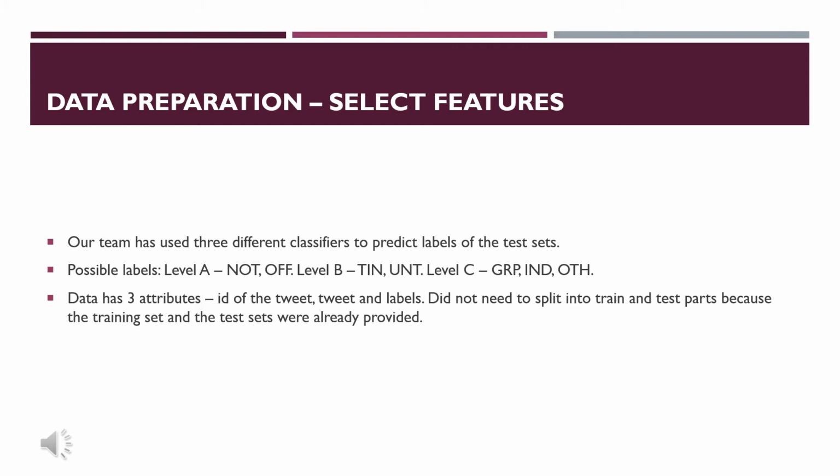The last thing we had to do was to select features. Our team used 3 different classifiers to predict labels of the test sets. We also had 5 different possible labels, and our data had 3 attributes. We did not need to split anything into train and test parts because the training set and the test sets were already provided.